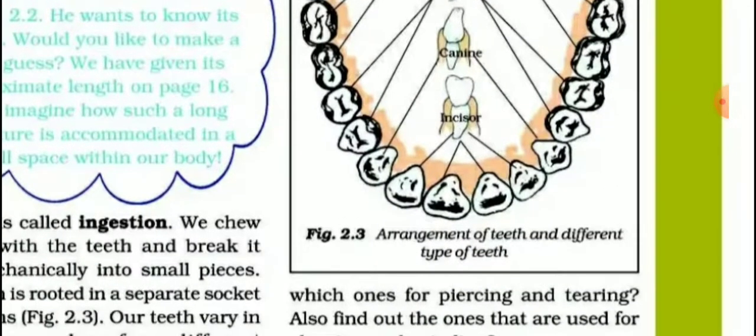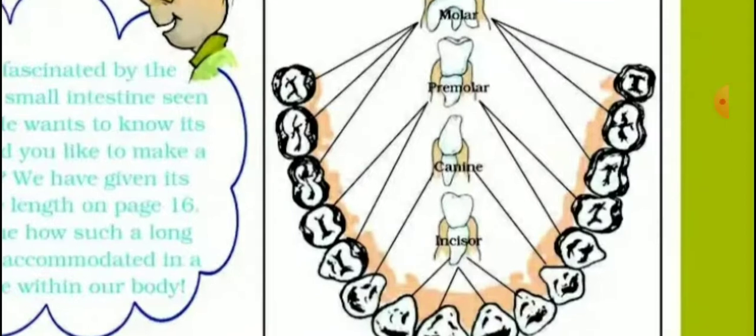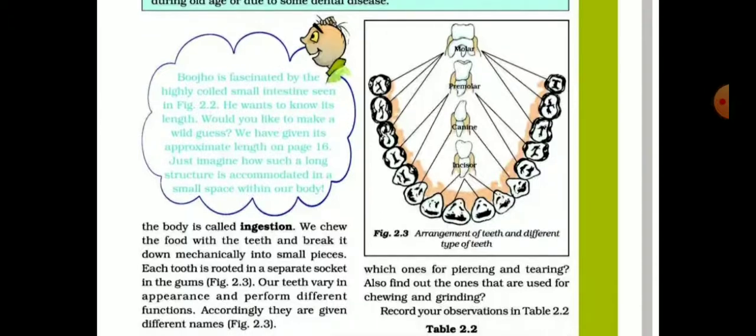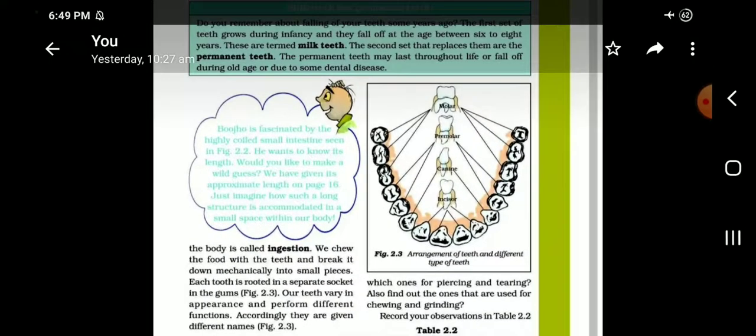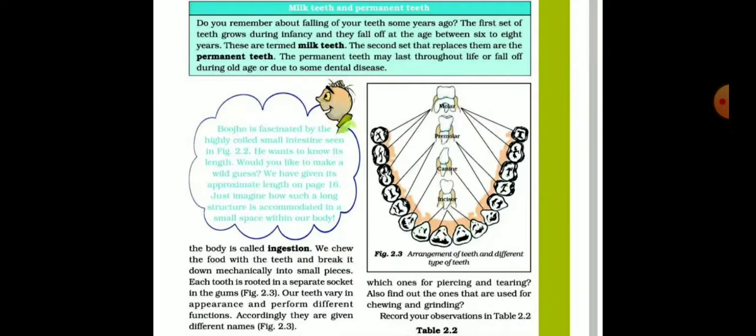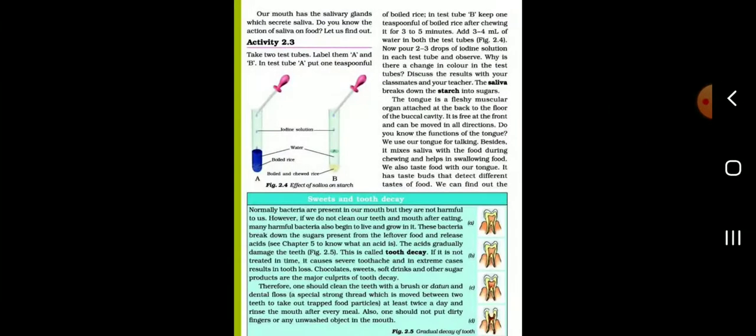Listen, see the picture, students. What are the 4 types of teeth? Incisors, canines, premolars and molars.